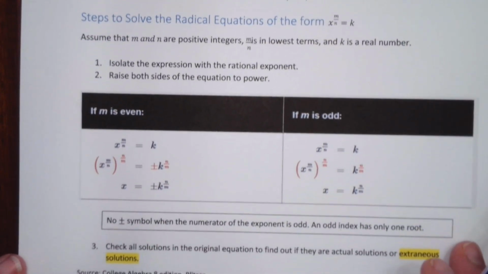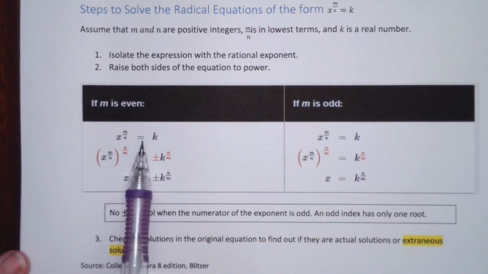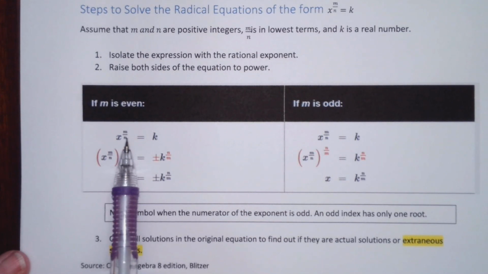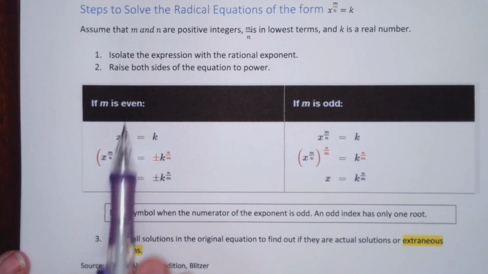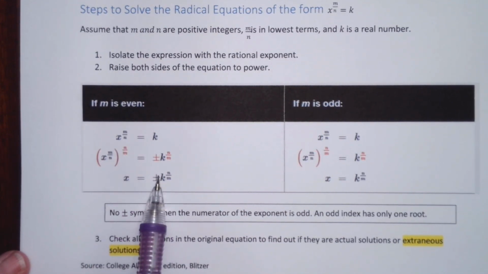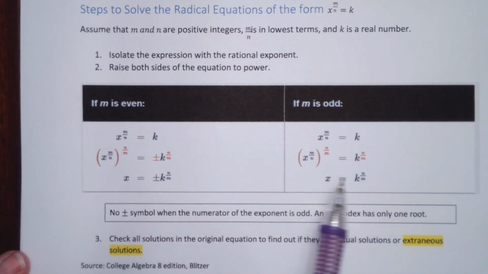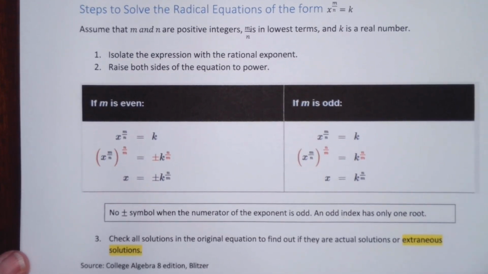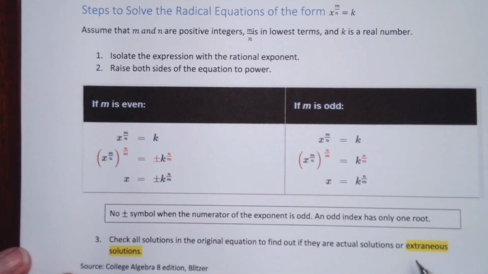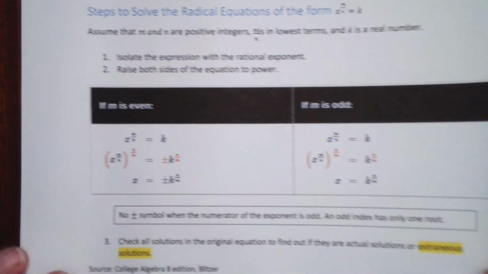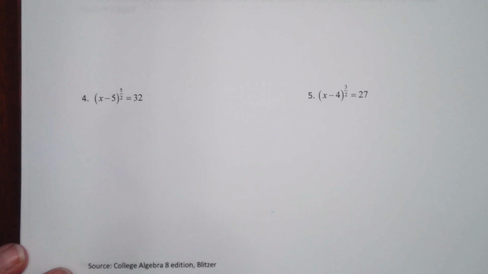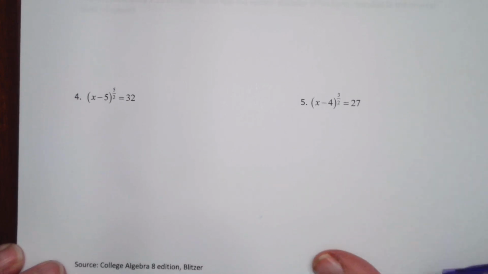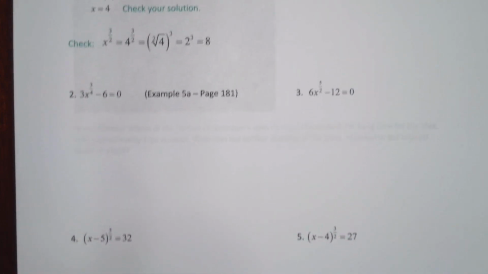So I'm going to show you how to do that. This is if it's an even. So if our numerator is even, then we're going to get two cases, and we'll go through that. If it's odd, we're going to get only one case. Also here, we have to check if we actually have a solution, or if there are actual solutions or extraneous solutions. All right? Okay.